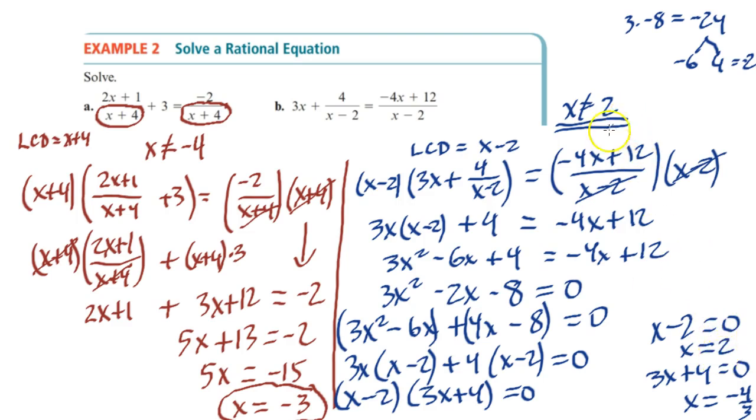Notice that, remember, check our restriction. X cannot equal 2, remember, because we can't divide by 0. Notice we have x equals 2 at the end. That is not a solution. We can cross it out right now. And so we know that our only solution is a non-restricted value, which is x equals negative 4/3.